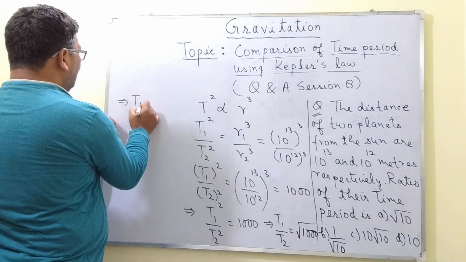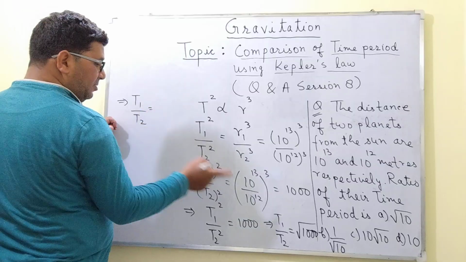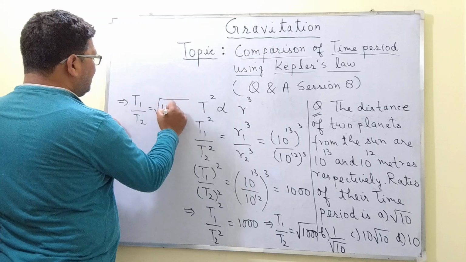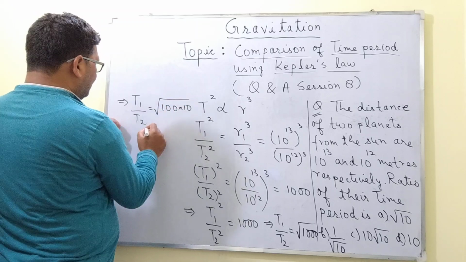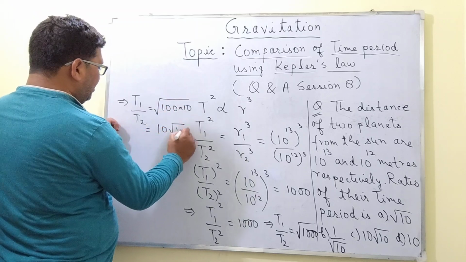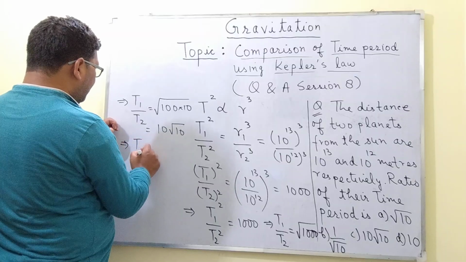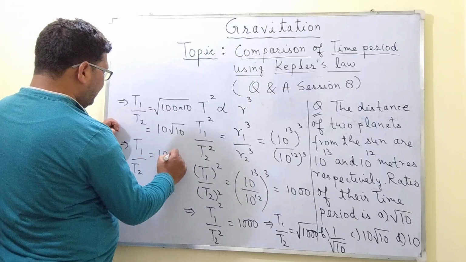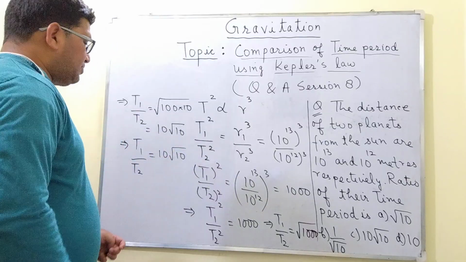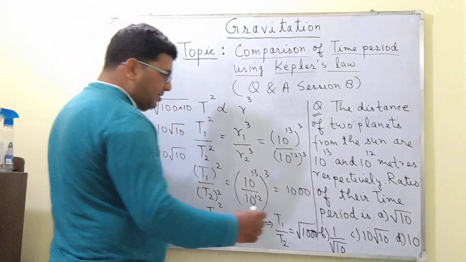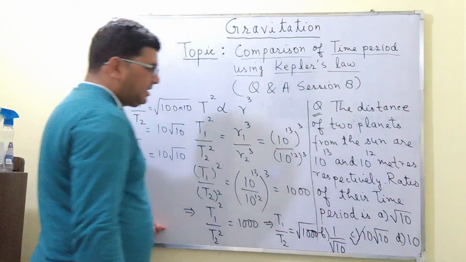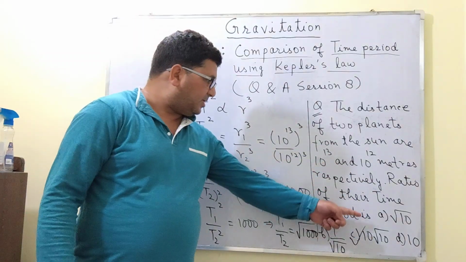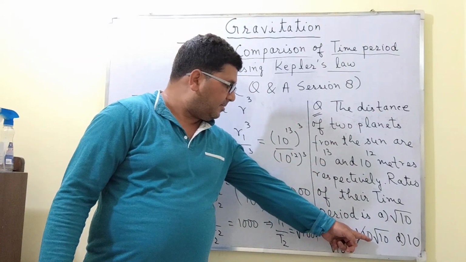It implies that T1 upon T2 will be equal to 100 into 10 under the root. So this is equal to 10 root 10. Or we can say that T1 upon T2 is equal to 10 root 10. So the correct option here is C. That is, the ratio of the time period of these two planets is equal to 10 into root 10.